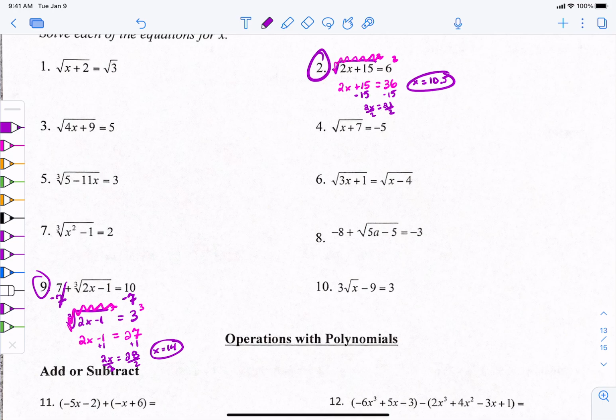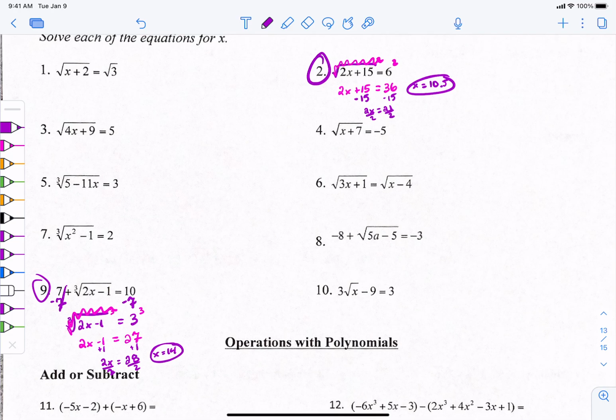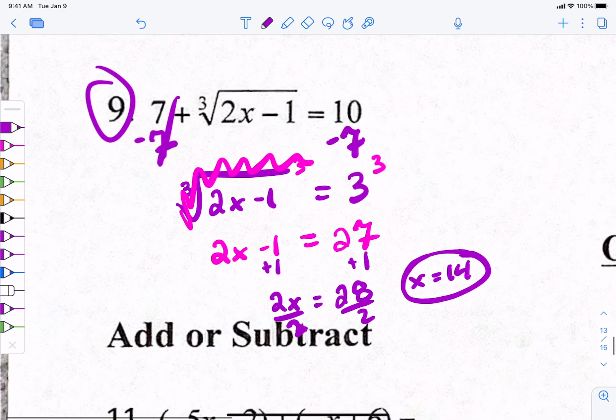Yes. What happens on number 1 where you have a square root on both sides? You square both sides and it's really just x plus 2 equals 3, right? Okay. What about 7? Is that a cubic root, like what we just got into doing? So instead of squaring it, you're going to cube it, right? Like what we did on number 9. You take it to the third power instead of the second power, right?